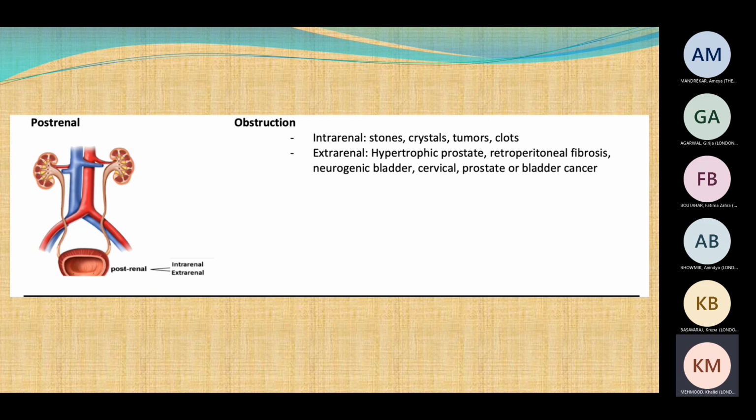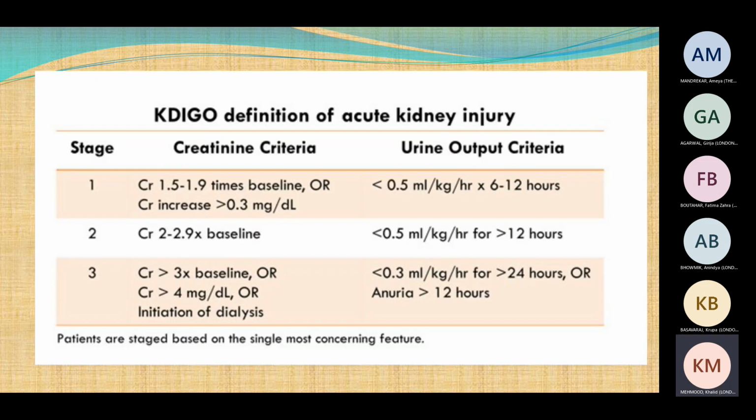So that's one of the commonest reasons, the post-renal causes of AKI. Moving further, this is the KDIGO definition of acute kidney injury. It's just another way of saying: if the creatinine is 1.5 to 1.9 times the baseline, or the urine output is less than 0.5 ml per kilogram per hour for 6 to 12 hours.